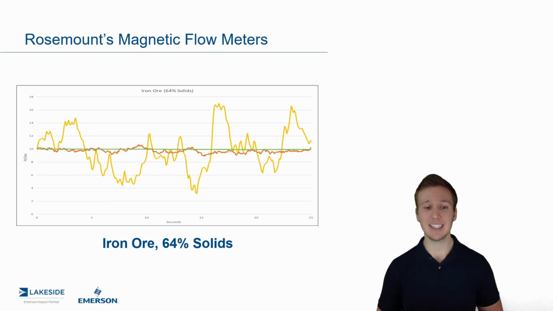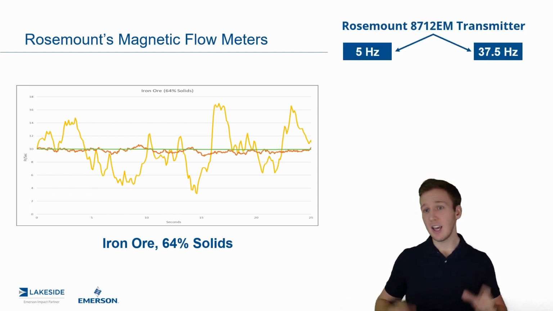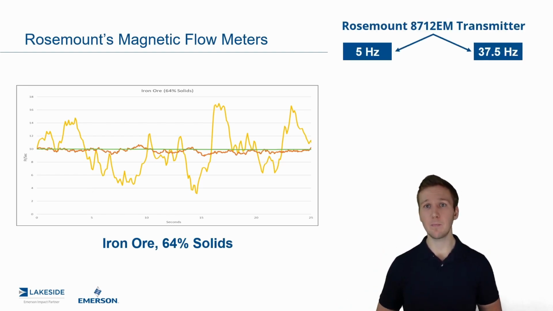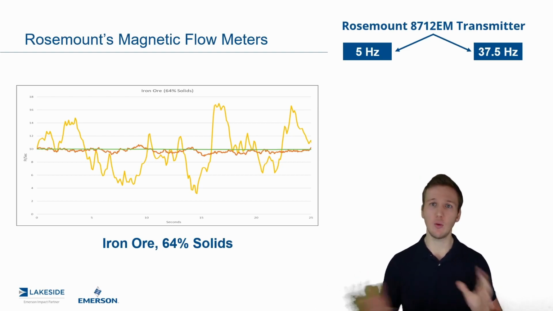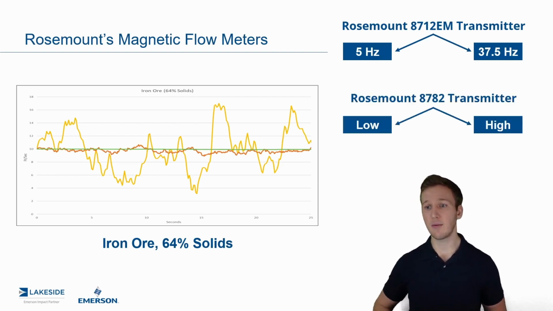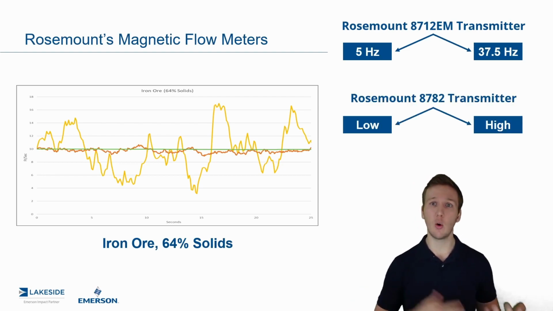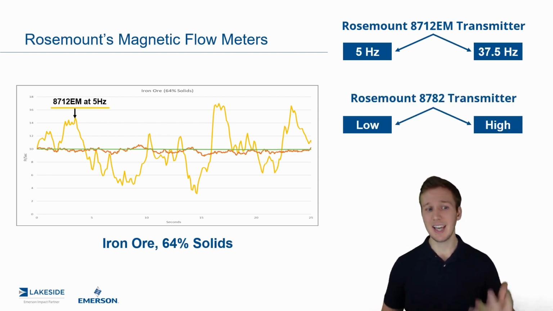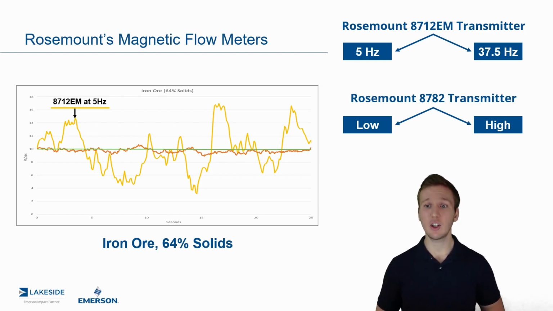If we look at this example here, an iron ore at 64% solids, this is real data actually testing our different transmitters. If we use our standard transmitter, not the Slurry platform, we have two options, a 5 hertz version of the transmitter or a 37 hertz. And for our Slurry platform, we have a low or a high frequency. This yellow is the standard transmitter at 5 hertz, and you can see that there's pretty significant variance.